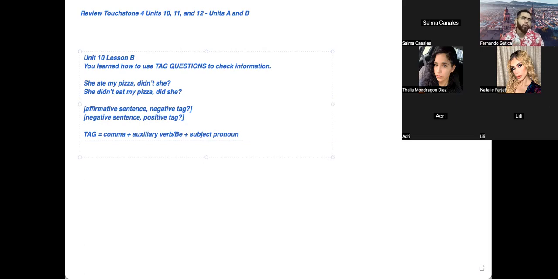Guys, tell me, what would be the tag for this sentence right here? Would it be A, did she? B, didn't she? Or C, studied she? B. Didn't she? That is correct.